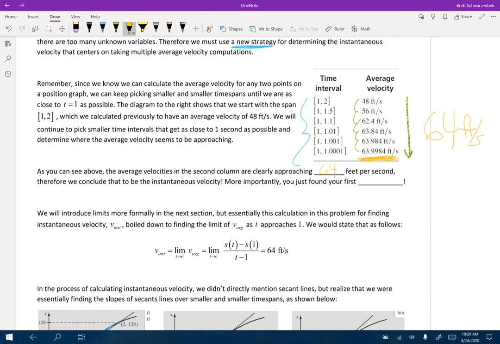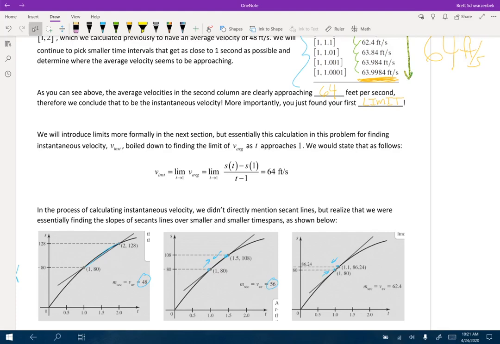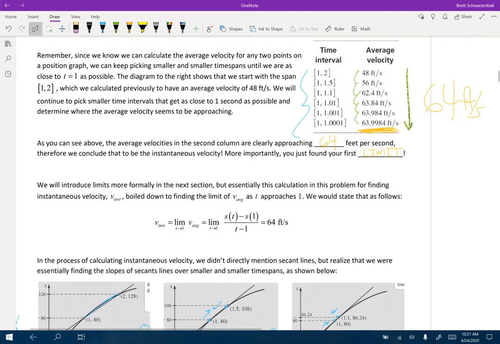And what did you actually just find? Well, what is the title of this section? It's called limits. And what you just found was your first limit. Okay, so a little bit of terminology here. If we were to be very specific, I'm going to read this because it's very technical. It says, we will introduce limits more formally in the next section, but essentially this calculation in the problem for finding instantaneous velocity boiled down to finding the limit of the average velocity as the time approaches 1.